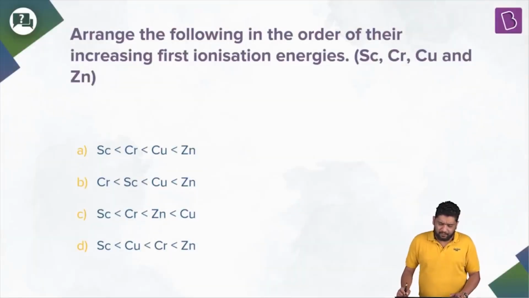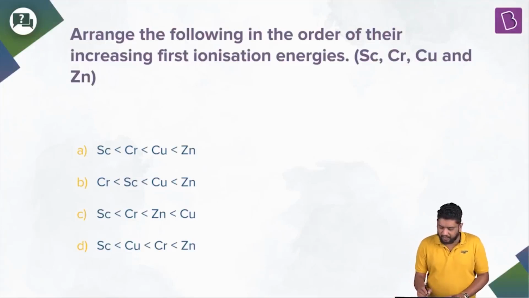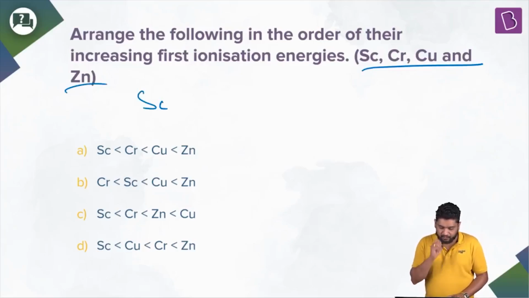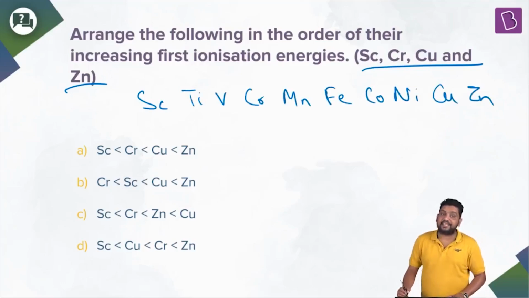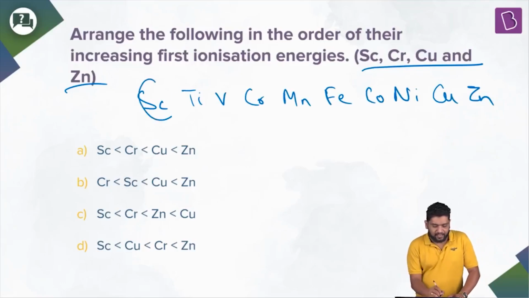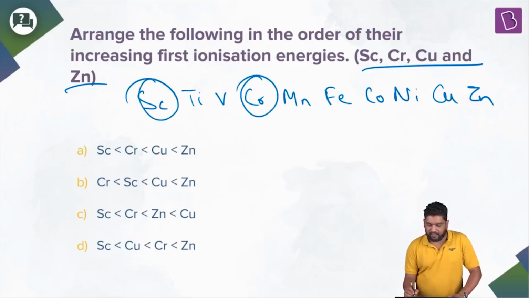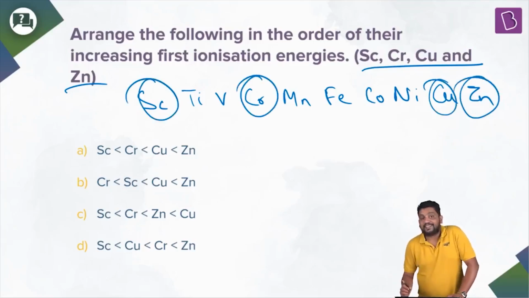Okay, this is a simple question. Arrange the following in order of their increasing first ionization energies. Right. So, increasing order of first ionization energy is what we are looking at. The elements given are, as you can obviously notice, from your 3d series. Right. So, scandium is the first one. So, 21. Scandium, titanium, vanadium, chromium, manganese, iron, cobalt, nickel, copper, and zinc. These are your 3d series elements. So scandium is there in our question, chromium is there in our question, copper is there in our question, and zinc is there in our question.